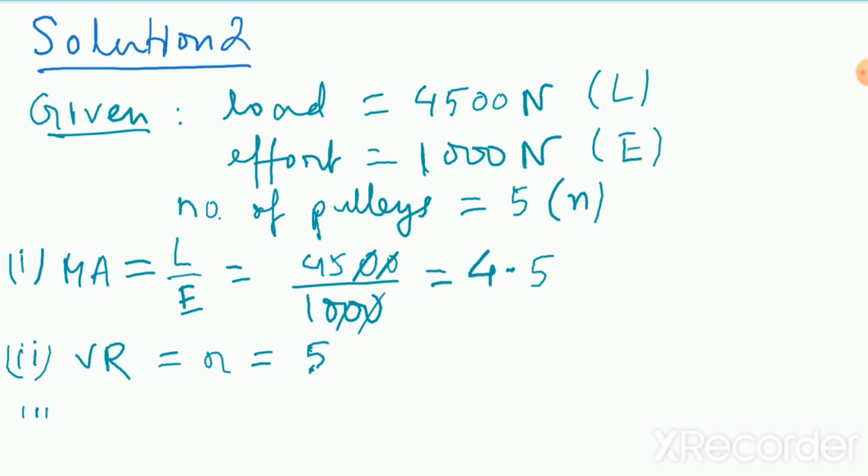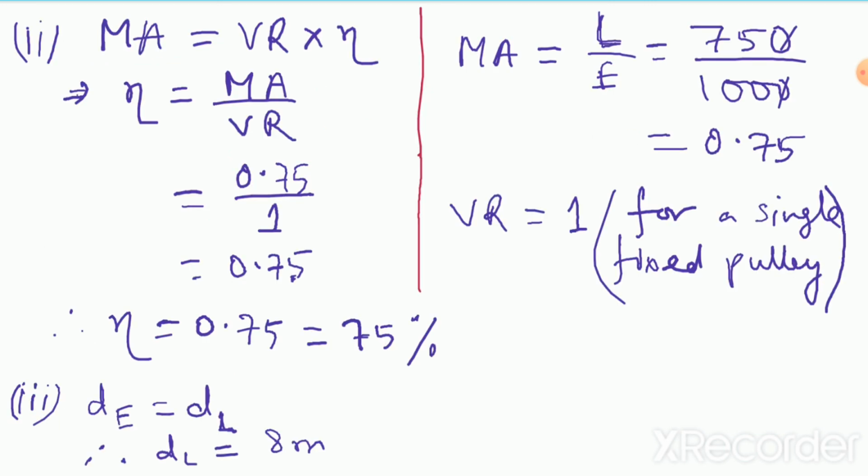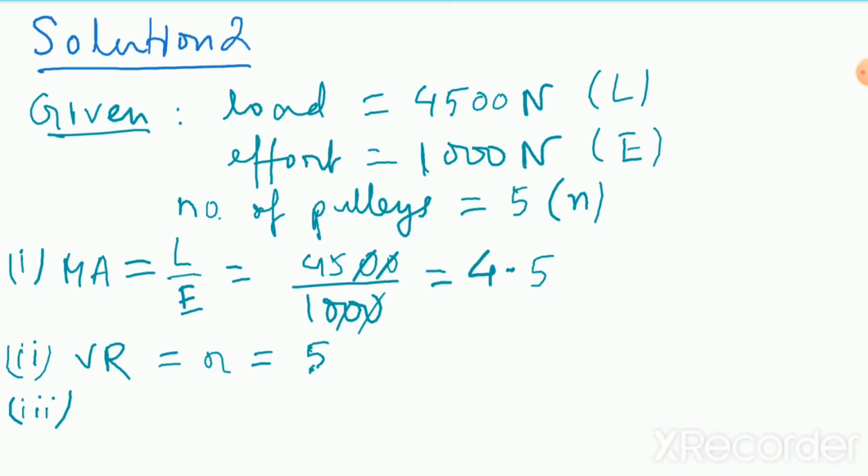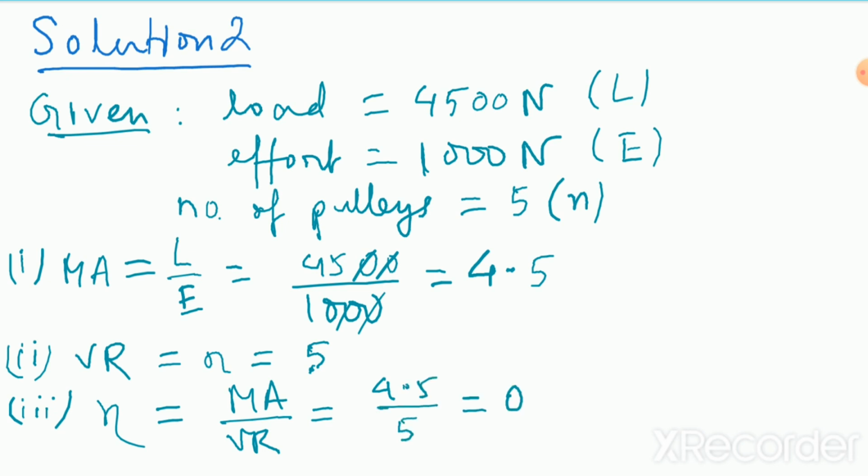And the last part of the problem is the efficiency of the system. So what is the efficiency of the system? Efficiency, eta, will be given as we have discussed in the previous question. Efficiency equals MA by VR. So MA is 4.5 by VR is 5. This turns out to be 0.9, or simply we can write it as 90 percent. So this is our solution.